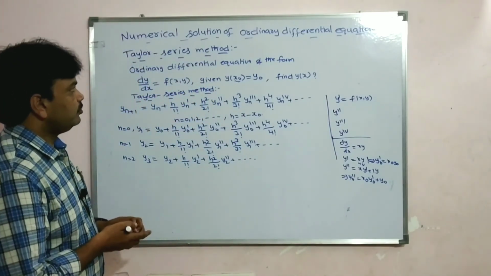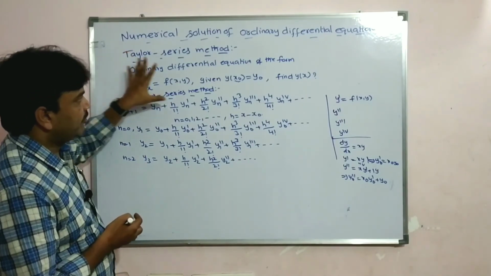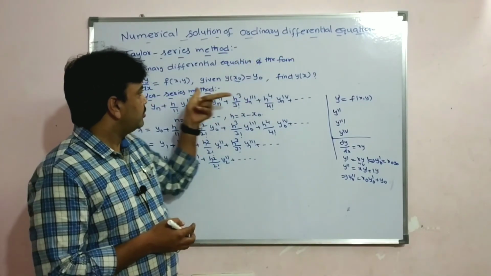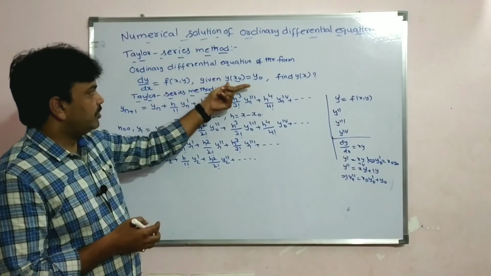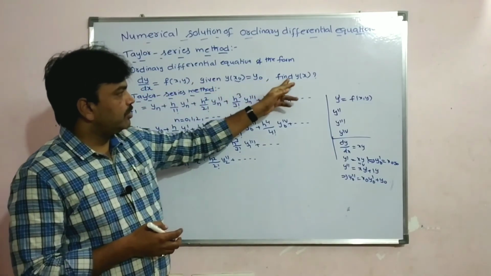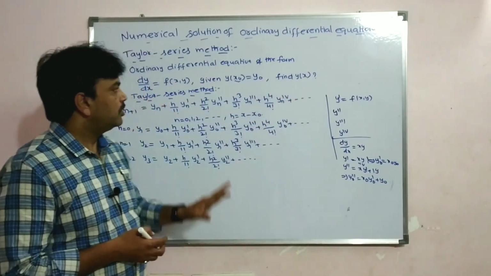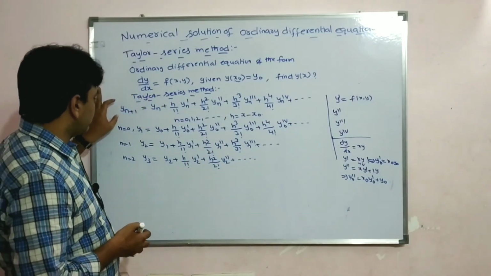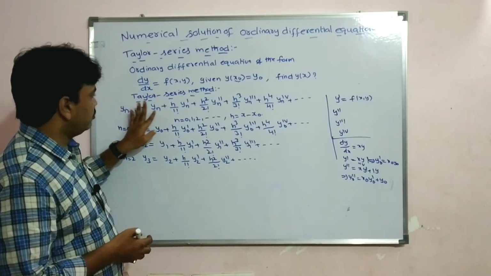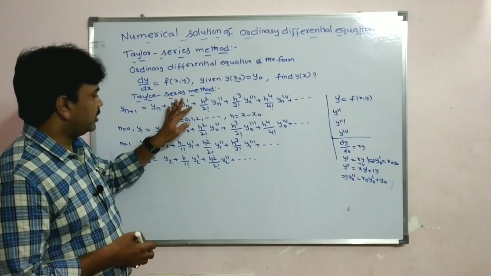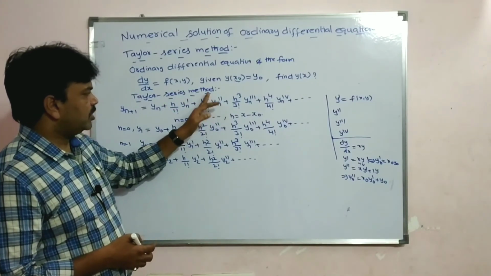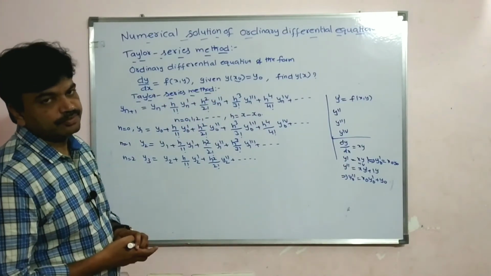Finally, the Taylor series method: given an ordinary differential equation with a condition, we are finding a value y at x. To find it, we are using this formula: y(n+1) is equal to yn plus h by 1 factorial into yn dash plus h square by 2 factorial into yn double dash plus and so on.